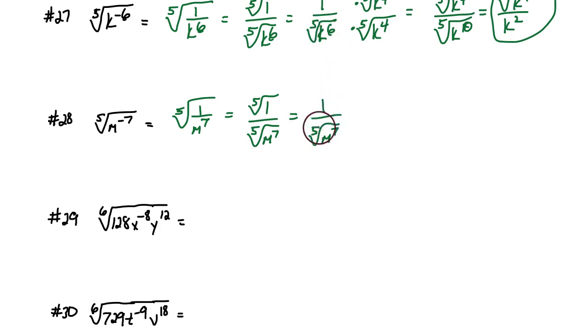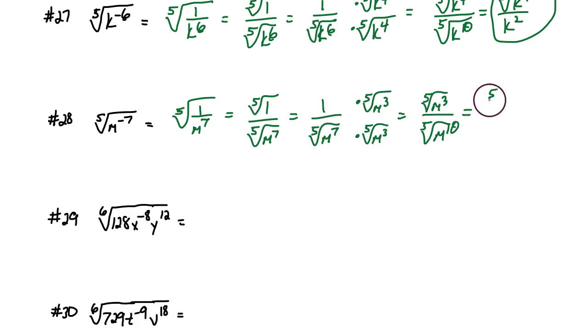So we want this to be the fifth root of m to the 10th, because then the power would be a multiple of the index. So let's times top and bottom by the fifth root of m to the 3rd. That makes the fifth root of m to the 3rd over the fifth root of m to the 10th. On the top, we have fifth root of m to the 3rd divided by m squared.